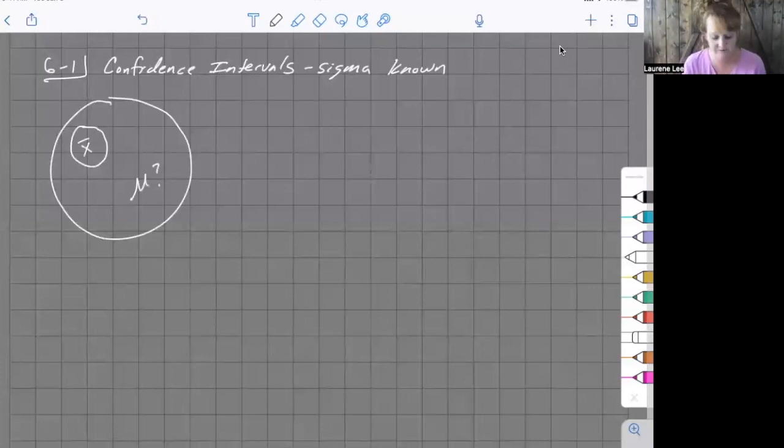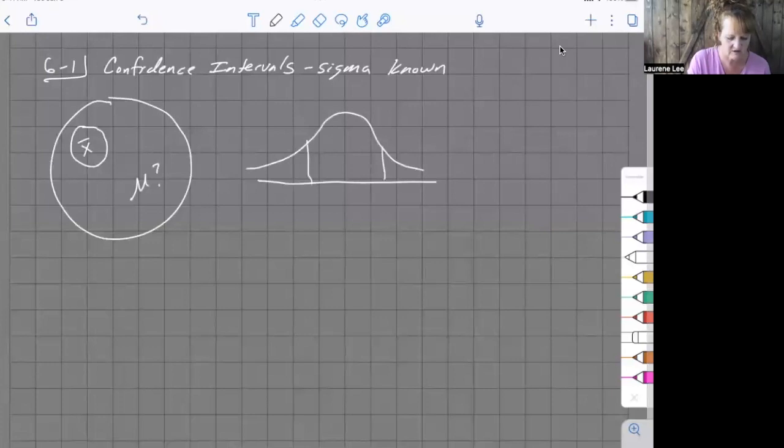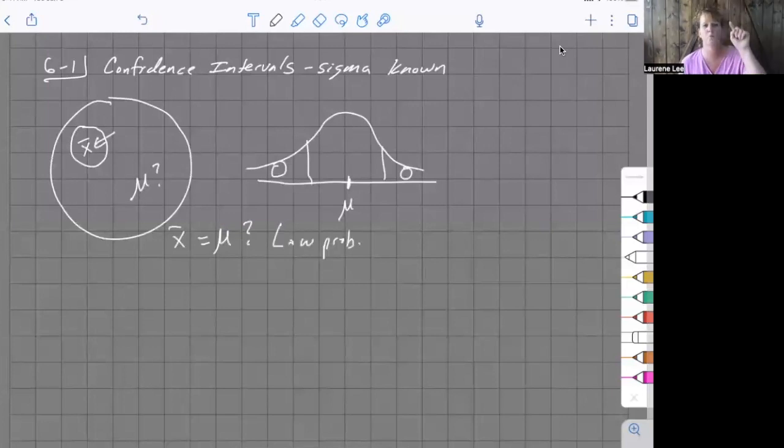Now, what we found out in chapter 5 is here's this distribution of all these sample means. And yes, most of them are in here and they are close to the population mean, but there are some samples that are out here in the tails. And so it's very possible that this X bar is a significant distance away from the actual population mean. So if I said, here's my X bar value, what are the chances that this X bar is equal to that population mean? You'd probably say low probability, because it's just 1 point.